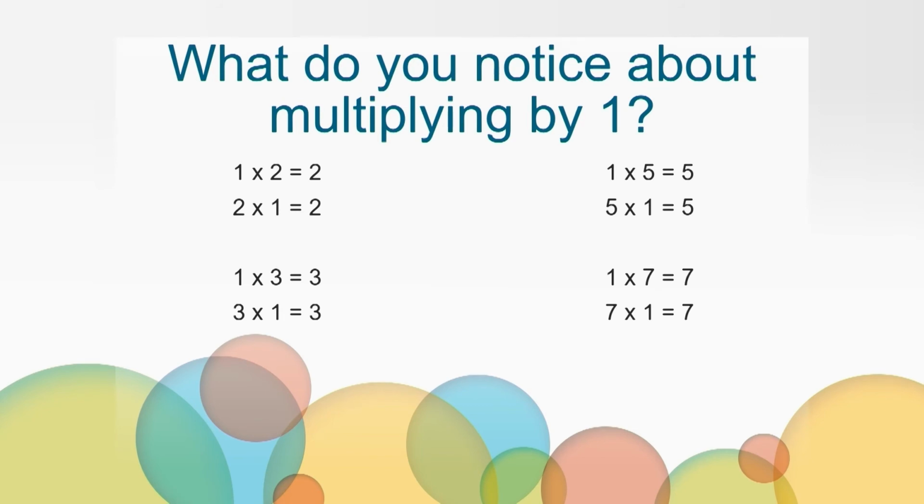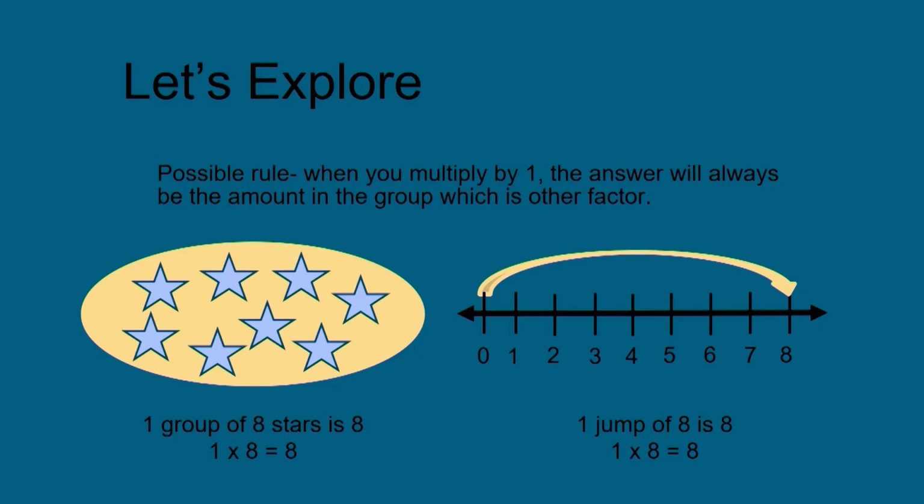You may be noticing that when you multiply by 1, the answer is the other factor. Is that true? Does that always work? Well, let's check and see. So a possible rule we're thinking about is that when you multiply by 1, the answer will always be the amount in the group, which is the other factor.